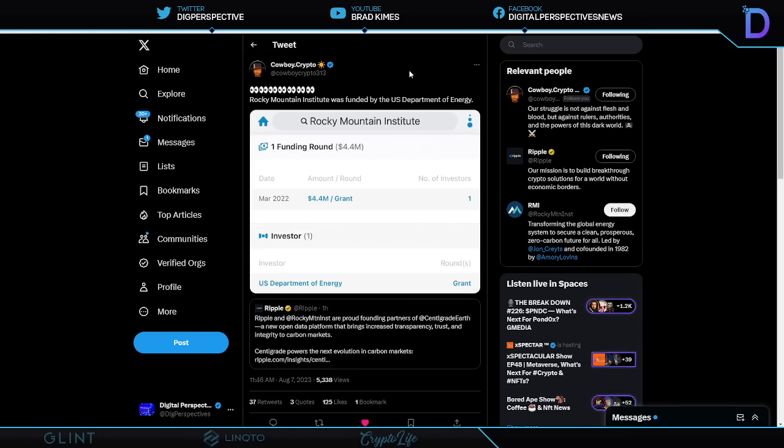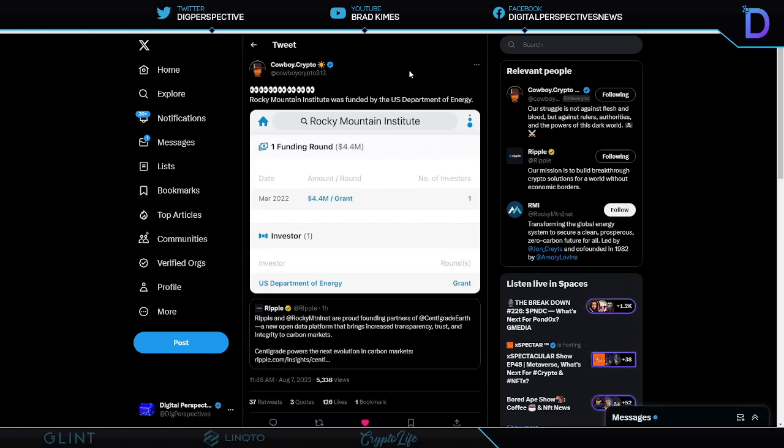Are you ready for this? Ripple and Rocky Mountain Institute are proud founding partners of Centigrade Earth, a new open data platform that brings increased transparency, trust, and integrity to carbon markets. Centigrade powers the next evolution in carbon markets.